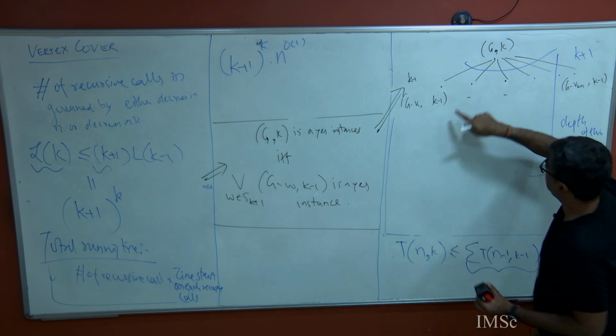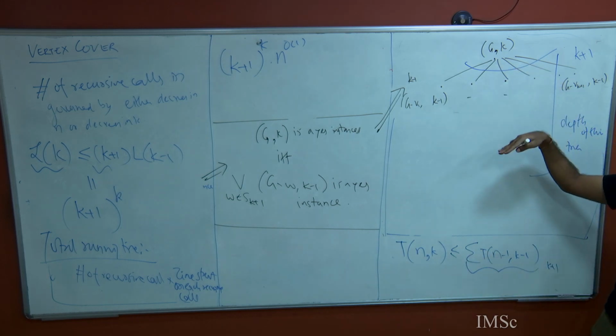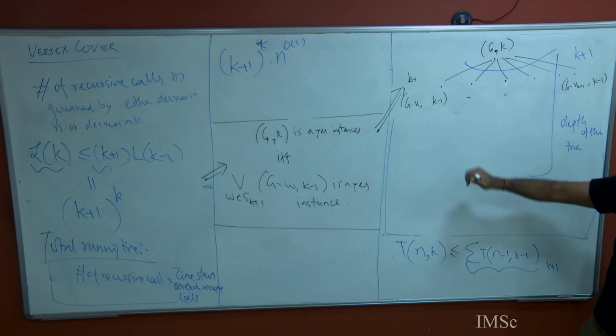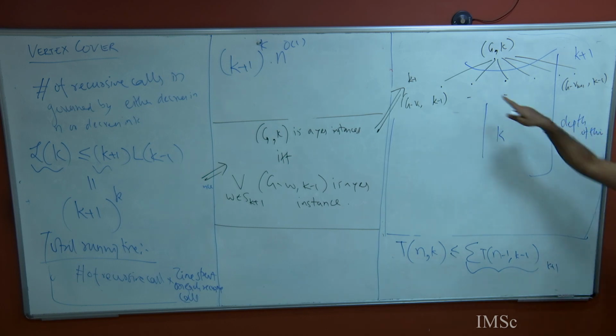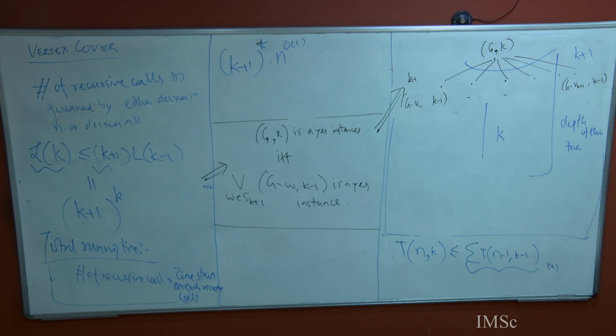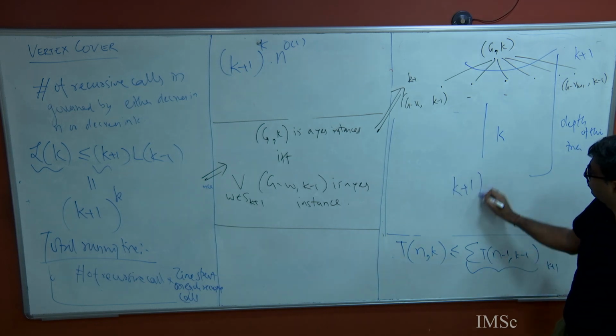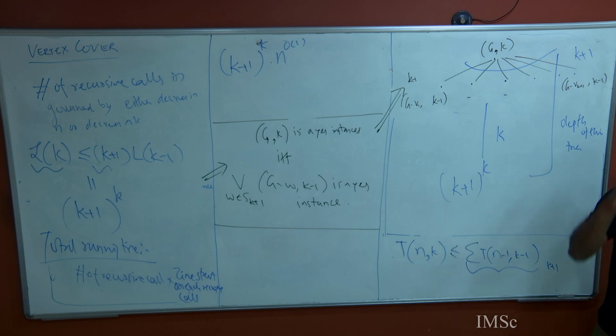Look, in each call the bound k drops by 1. So, the depth is k. So the number of leaves is bounded by k plus 1 to the power k, and since it is a branching tree, the total number of nodes is like some twice of this. So, this also tells you picturesquely why this algorithm has only that many recursive calls, right.